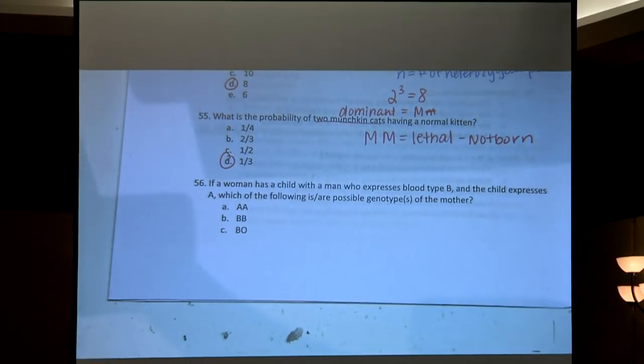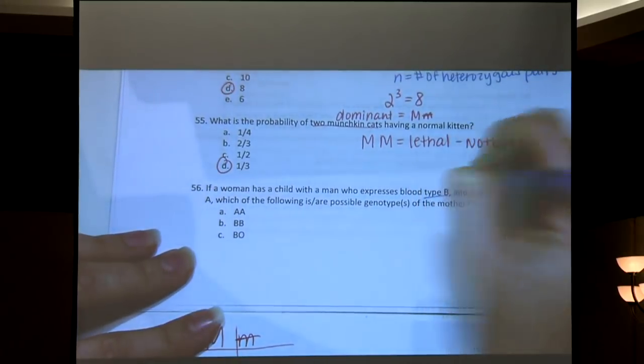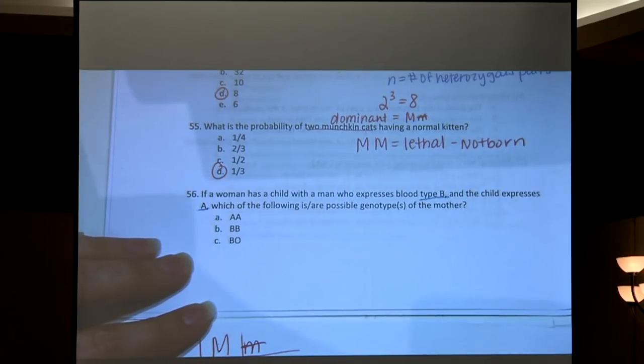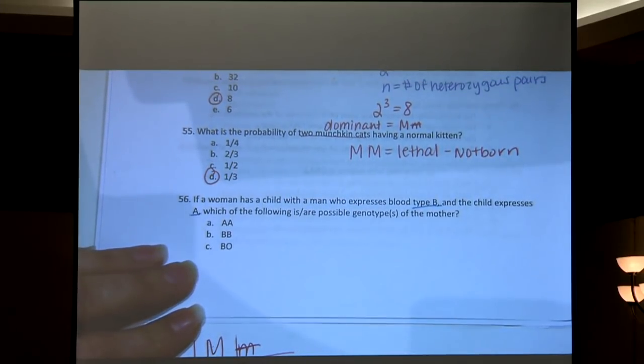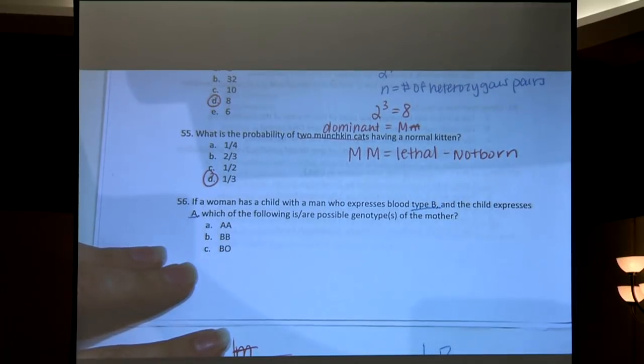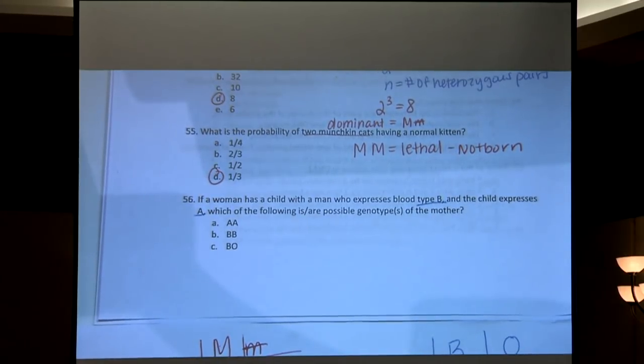We also have another cross where a woman has a child with a man who expresses blood type B and the child expresses A. Which of the following is a possible genotype of the mom? Before we think about this too much, we know that dad expresses B. However, if the child's A, what does dad also have to express? What do we think? So dad would also have to express O. If he had 2 B's, the child would have to be a B.